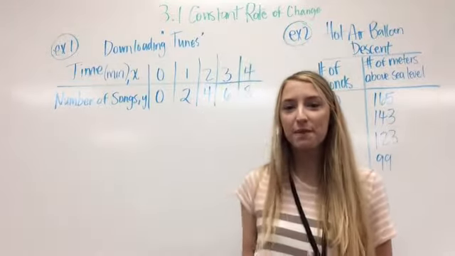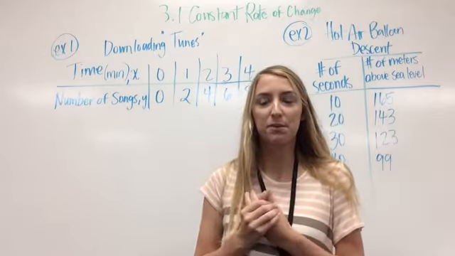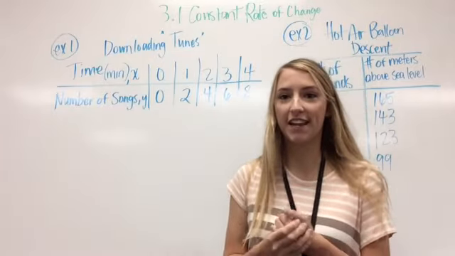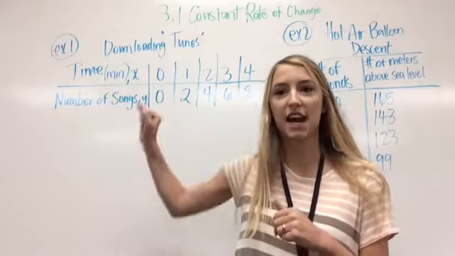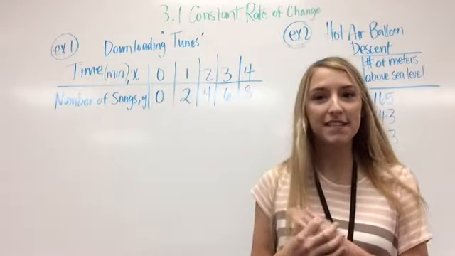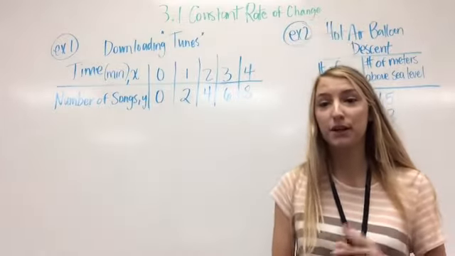We're starting a new chapter, and I'm going to be doing your videos for the next couple of days. So today we're talking about constant rate of change. In your composition book, this is going to be titled 3.1, Constant Rate of Change. You've probably seen this before or heard of this. You should have talked about it last year, but we're going to do a recap.